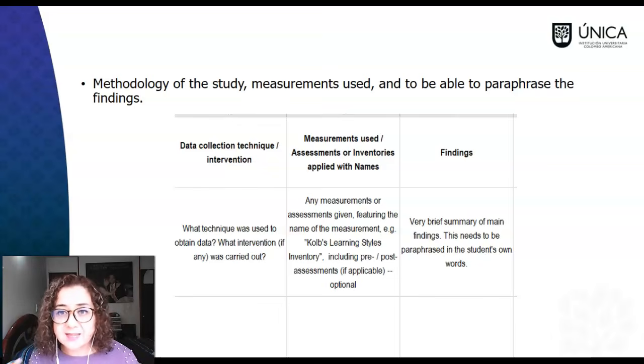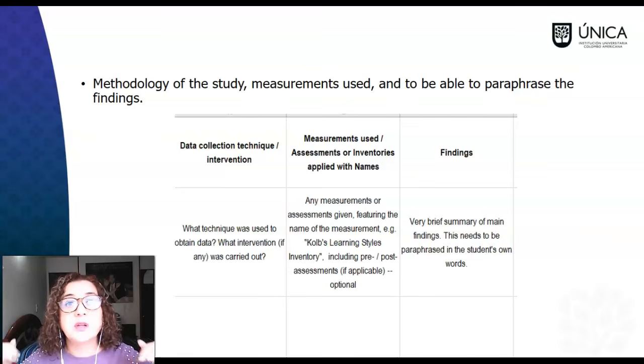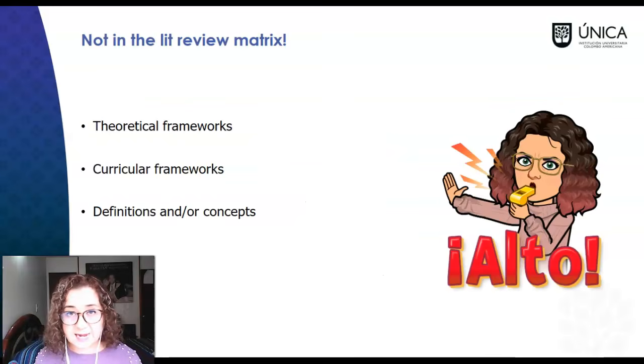And then findings. This is very important. Brief summary of main findings. This needs to be paraphrased in the student's own words. Why? Because when you're finally writing your literature review, you're going to use this information. This is gold. This is going to be great for your study. So if you carry out all this exercise with your articles without writing, don't worry, you will ease into the writing. This will help your writing because everything will be more organized.